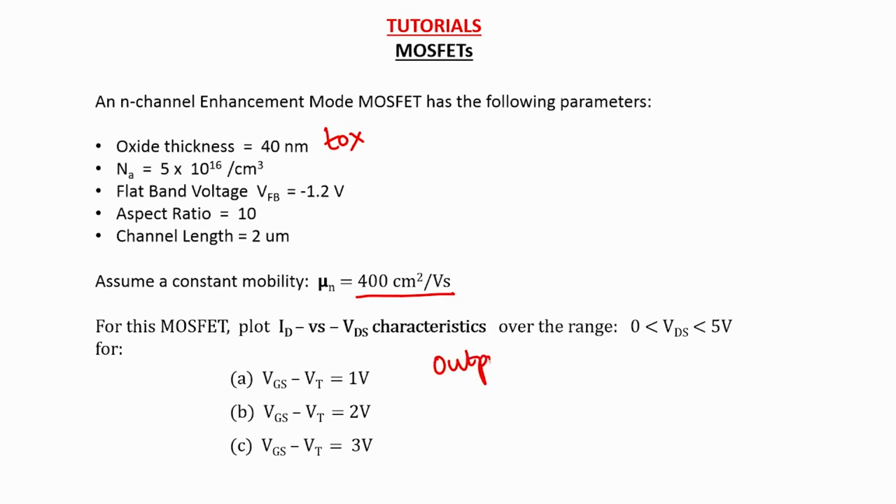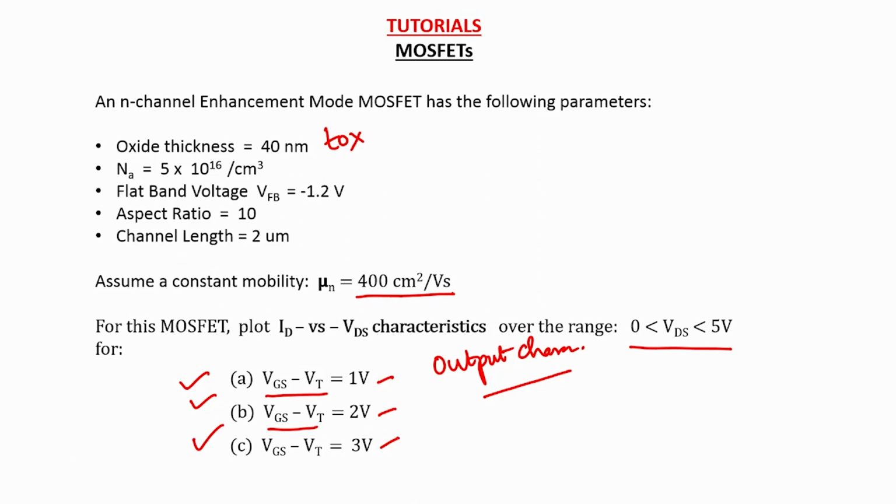And for this MOSFET device, you are asked to plot the ID versus VDS characteristics, which is nothing but the output characteristics of the MOSFET over the range of VDS values from 0 to 5 volts, and you are given different gate overdrive voltage, which is nothing but this VGS minus VT values to be 1 volt, 2 volt and 3 volt, and you are asked to plot this ID versus VDS curve.